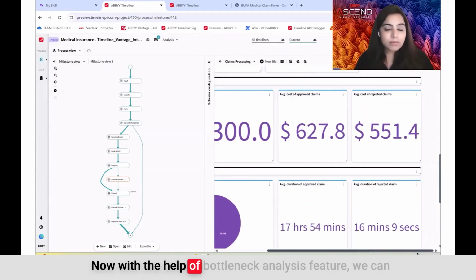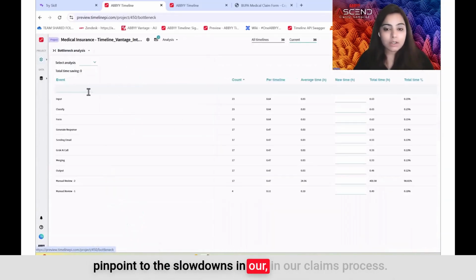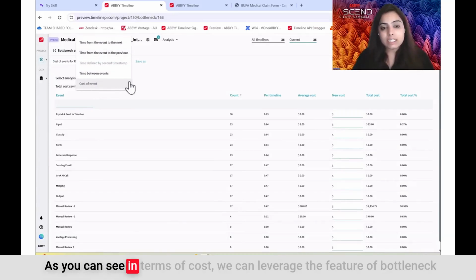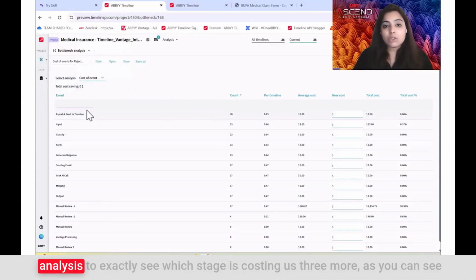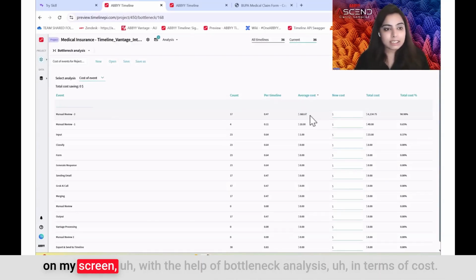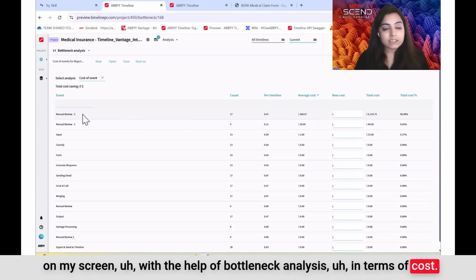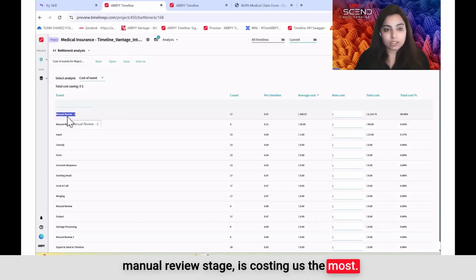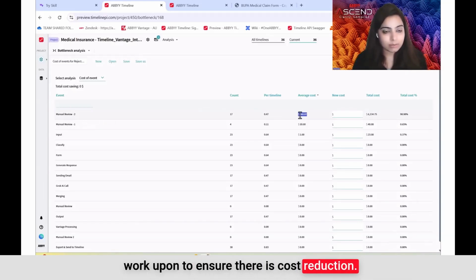Now, with the help of the bottleneck analysis feature, we can pinpoint the slowdowns in our claims process. As you can see, in terms of cost, we can leverage the bottleneck analysis feature to exactly see which stage is costing us the most. As you can see on my screen, in terms of cost, now we know that manual review, the second manual review stage, is costing us the most. Now we know exactly where we need to work to ensure there is cost reduction.